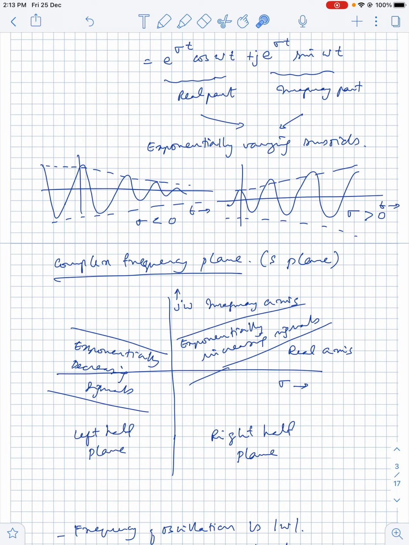So for any particular value of s, e raised to st will have some real part and some imaginary part, and this will be your corresponding s. Okay, so for all s's on this side, e raised to st is exponentially growing, and for all the s's on this side, e raised to st is a decaying signal. I mean the real part and the imaginary part are decaying or expanding.